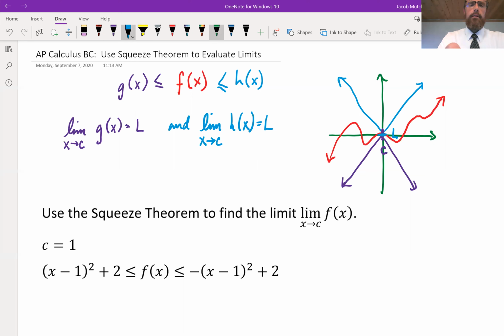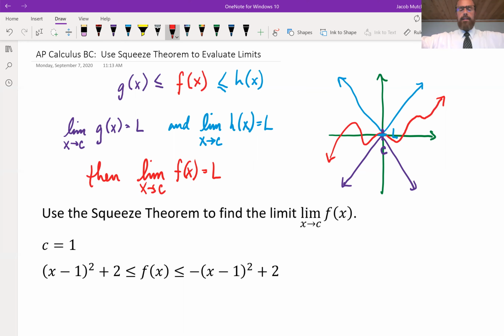Then the claim that I can make is that the limit as x approaches c for f of x also equals L. Now this is particularly useful if finding the limit of that red one, f of x, is difficult, if it's not easy to do algebraically. But if I can come up with two other functions, one above and one below, then I can apply this squeeze theorem.